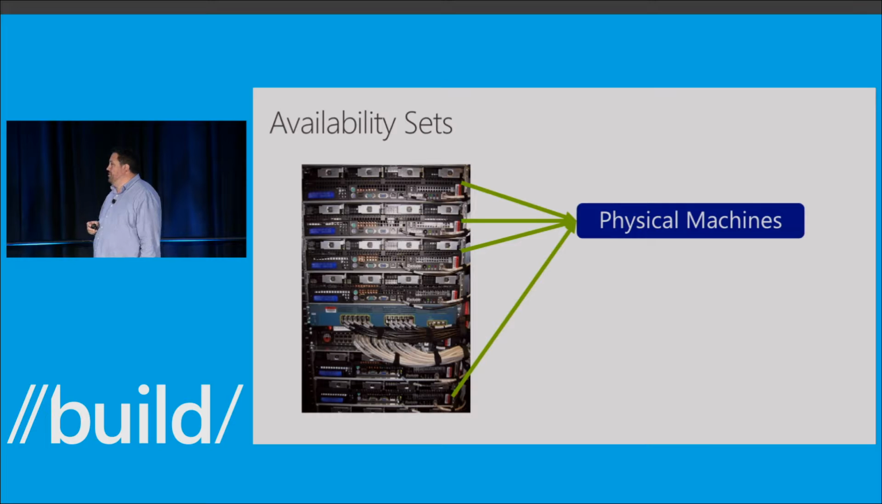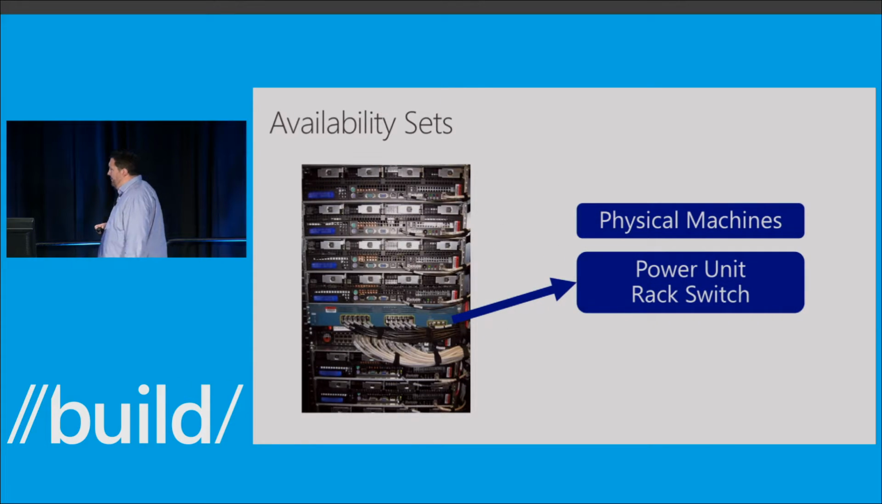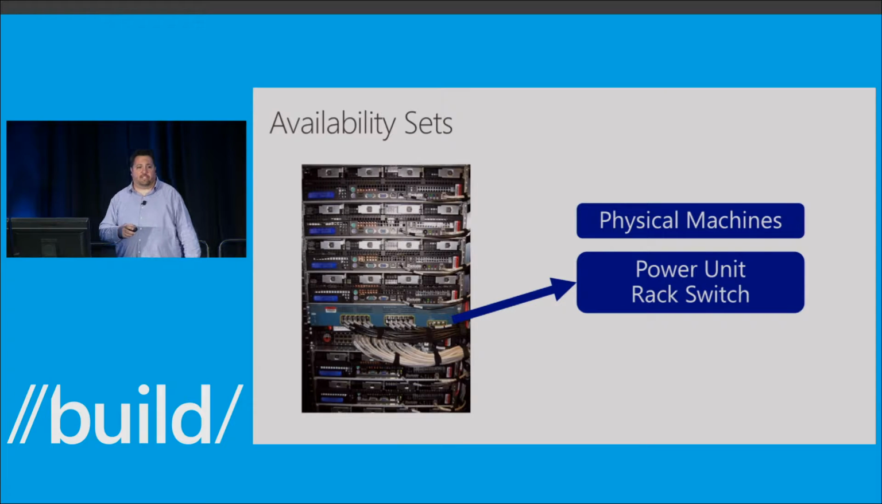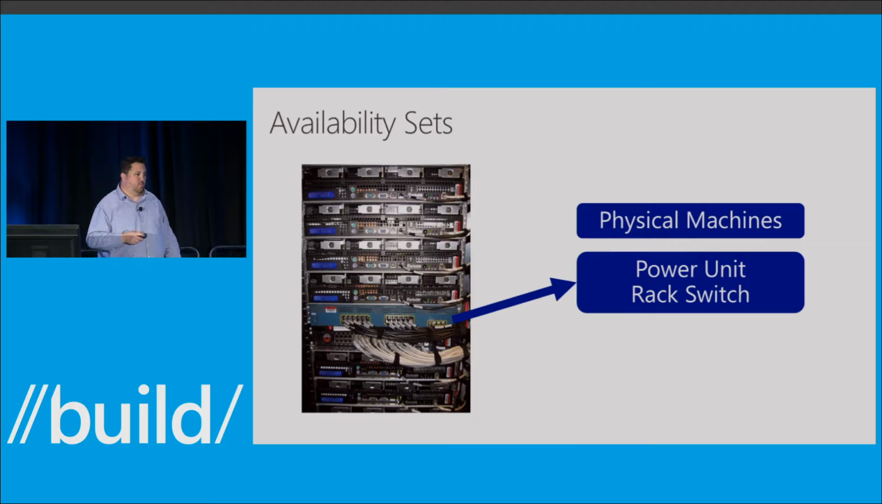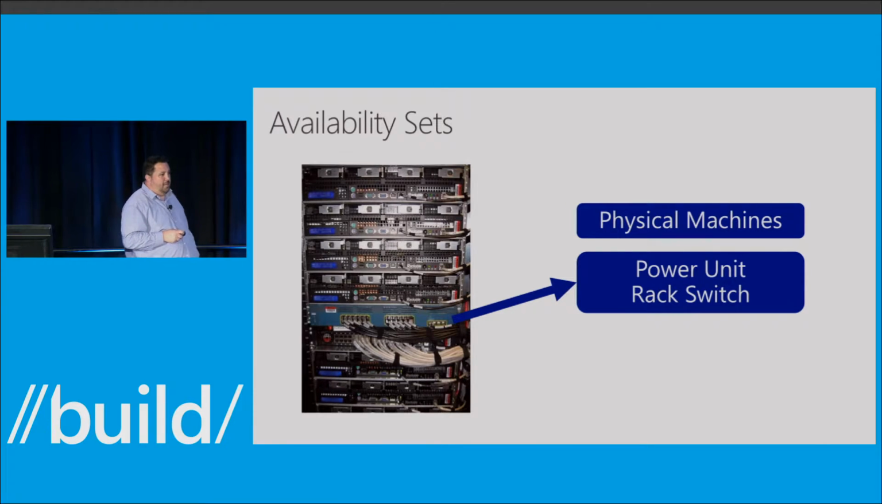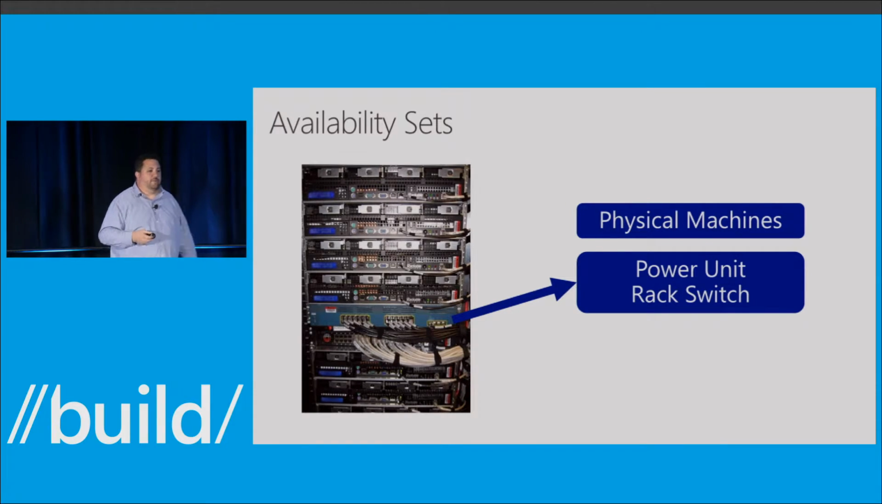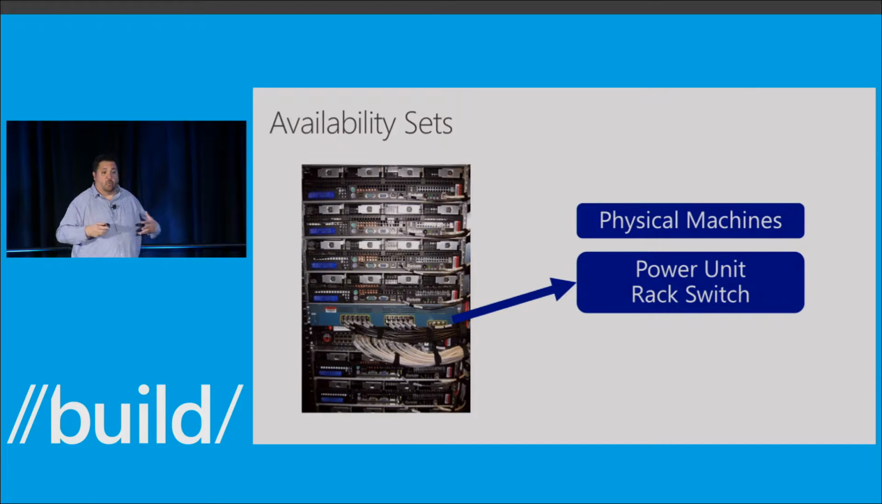Those are the physical machines in the rack. And then obviously we also have the top of rack switch, and we also have the power unit. What we're concerned about is what if two of your virtual machines, working in a pair or a load balance set, are on the same physical rack? What happens?